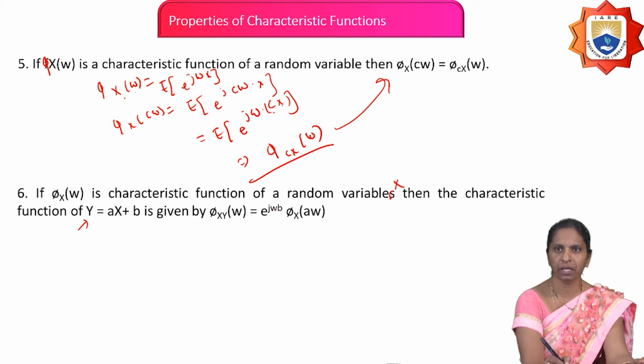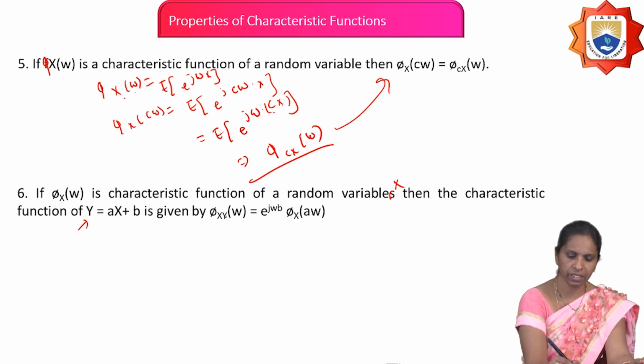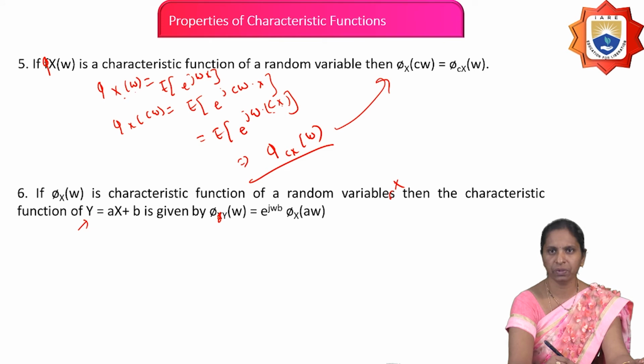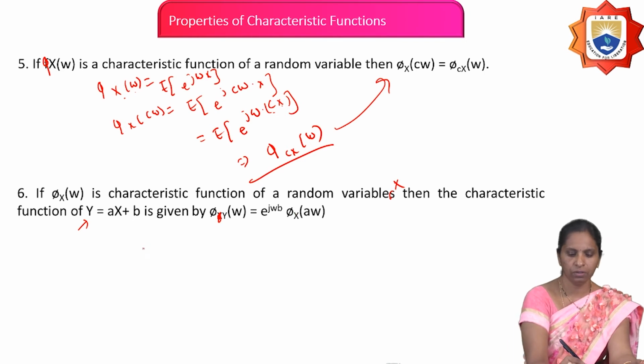E power j omega b into pi x of a omega. It means this is pi y of omega. The characteristic function of the new random variable y is equal to what? E power j omega b into pi x of a omega. Now, pi y of omega, what is the characteristic function of the random variable?